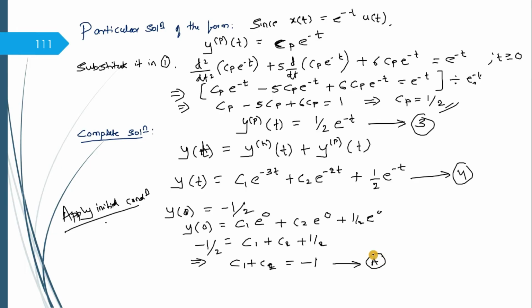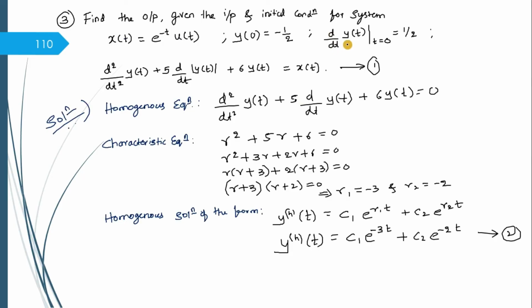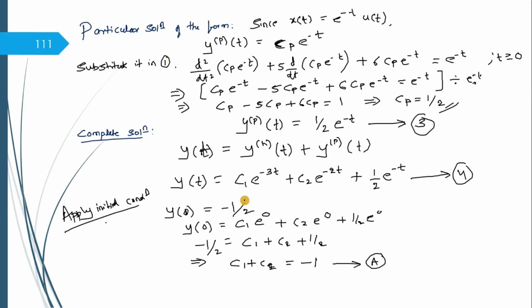Now, the next condition is given as d by dt of y of t when t is 0. That initial condition is 1 by 2. So d by dt of y of t when t is applied as 0 will give 1 by 2. This is the next condition. But before that, I need to take the differentiation of the solution that I have got. So differentiating equation 4.